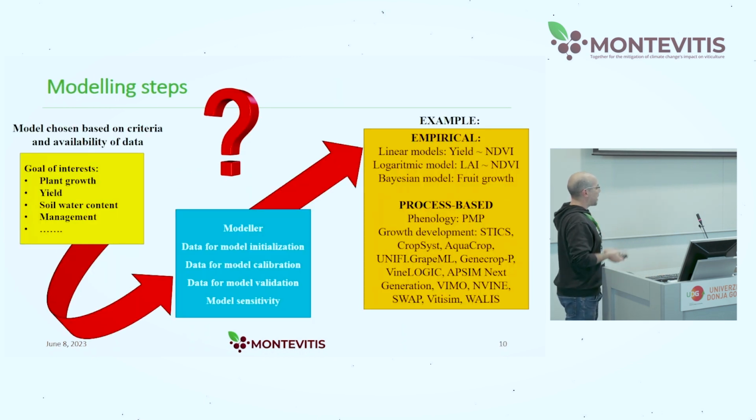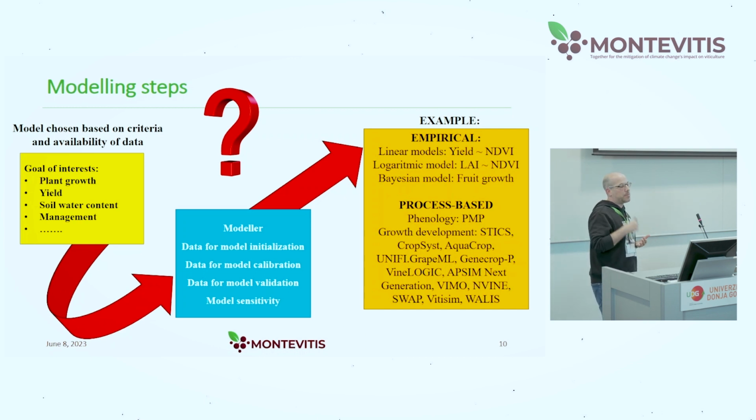Considering the modeling steps, what is the best for choosing one model over another? It depends a lot on the goal of interest of the modeler. In this case, whether we want to characterize all the plant growth, or only some characteristics like the yield, the soil water content, or the management of some characteristic, or the pruning or something like this.